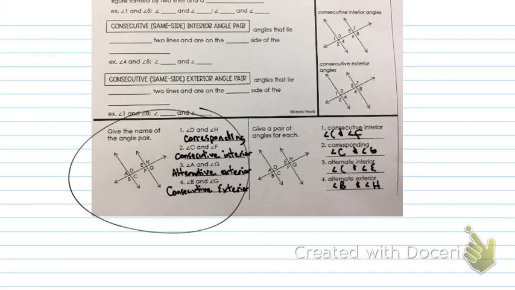Wait, is that an E or is that an F? Right there for number 3 on the other side. That's an E. Oh, it is? Yeah. Yep. C and E, or D and F would also work. Would C and F work? Yep. For corresponding, would D and H work? Yes, D and H would be corresponding. And for alternate exterior, would D and A work? Yes. Yep. There's more than one answer for some of those. Cool.